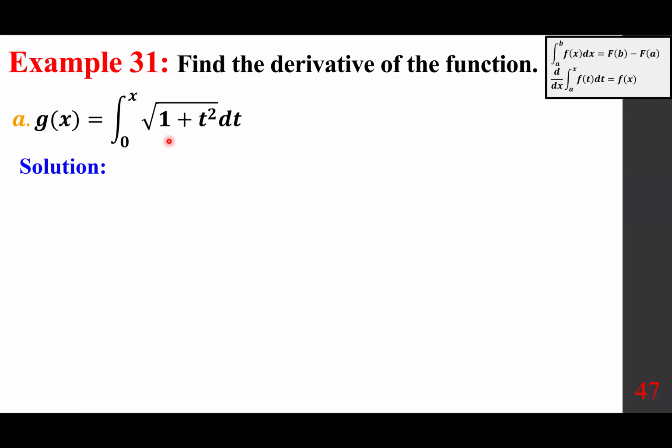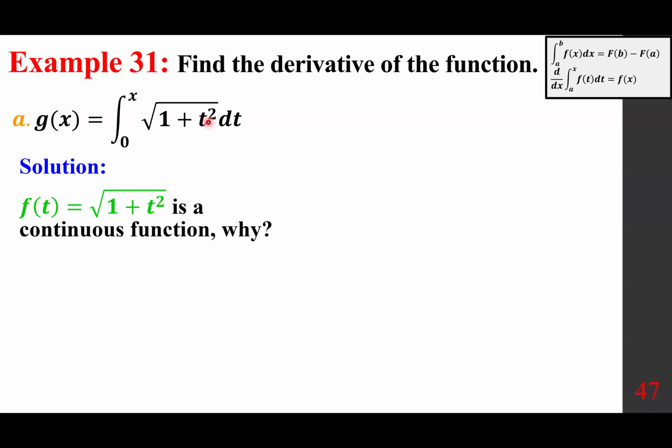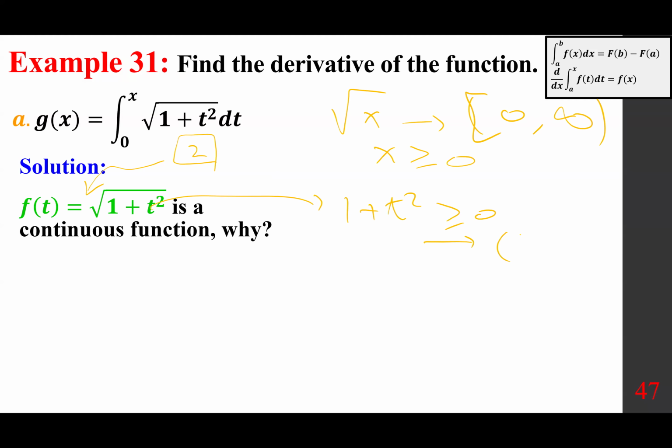Notice that this is f of t. So f of t is the square root of 1 plus t squared, which is a continuous function. The reason it's continuous is that when we don't write the index, it is 2. As you recall, for the square root of x, the domain is 0 to infinity, because x has to be larger than or equal to 0. In this case, 1 plus t squared is larger than or equal to 0 everywhere, because in the worst case scenario, no matter what t is, this becomes at least 1.